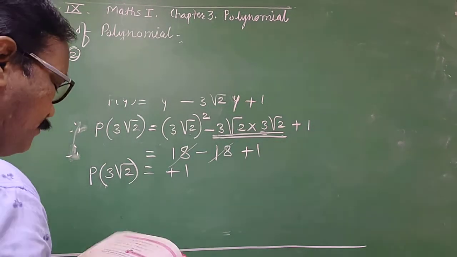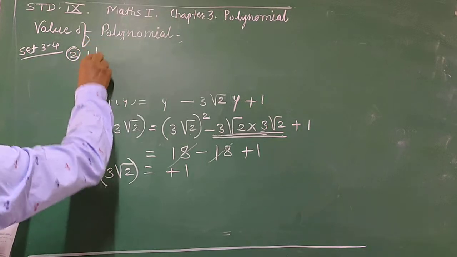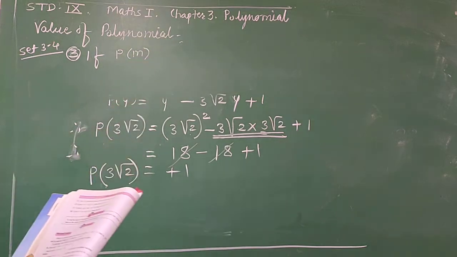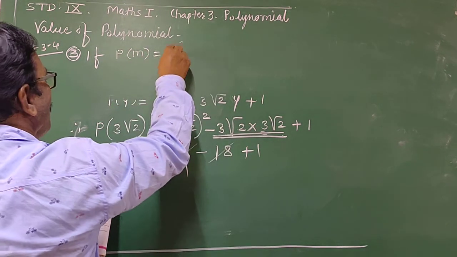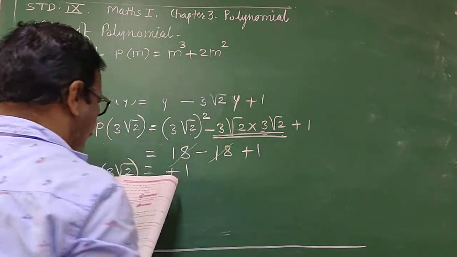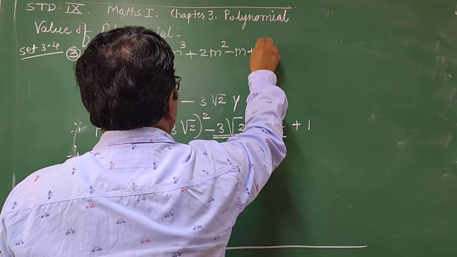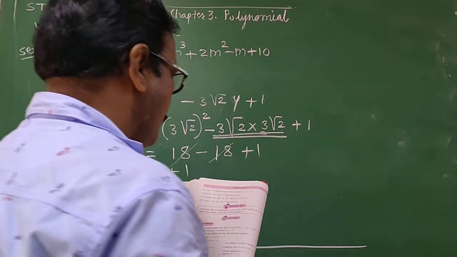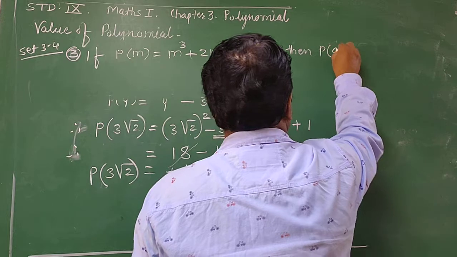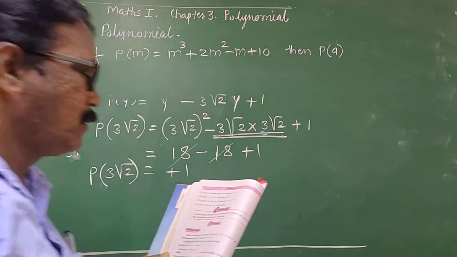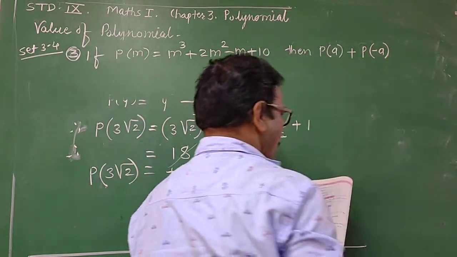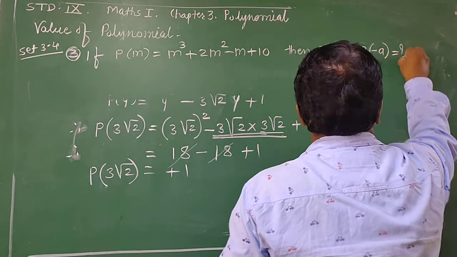If p(m), polynomial m, is equal to m cube plus 2m square minus m plus 10, then find value of p(a) and value of p(minus a) and add both.